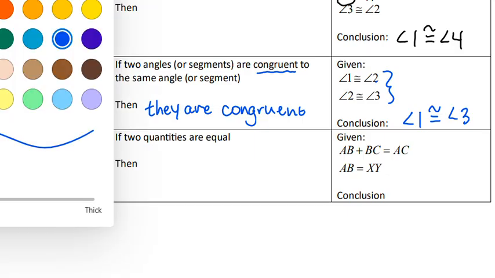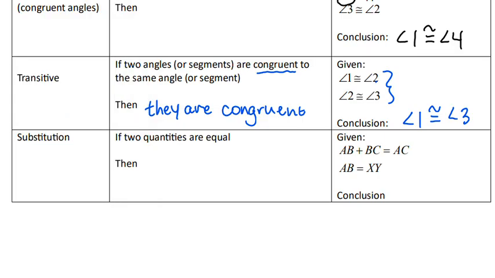Substitution and transitive sometimes get confused for each other. Substitution means if two quantities are equal, then they can be substituted for each other. And I want you to think about substitute teachers. When you do a substitution, you're doing a replacement. So they can be replaced, or they can replace each other in a math equation.